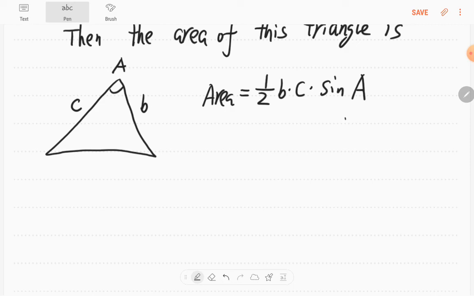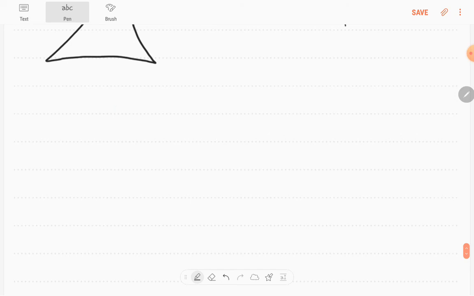Okay, so you can see if A is a right angle, sine A is equal to 1. So if A is a right angle, B is the height and C is the base, which gives just 1/2 B times C, consistent with the formula for the area of a right triangle. But if A is not a right angle, you need to multiply by sine A.